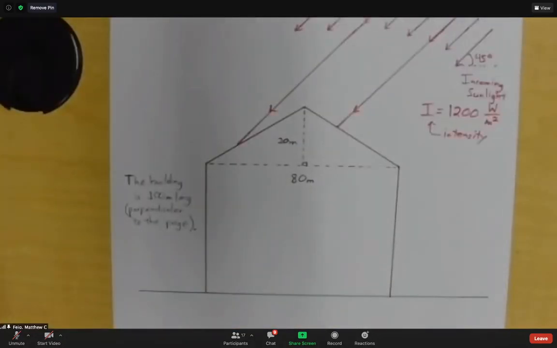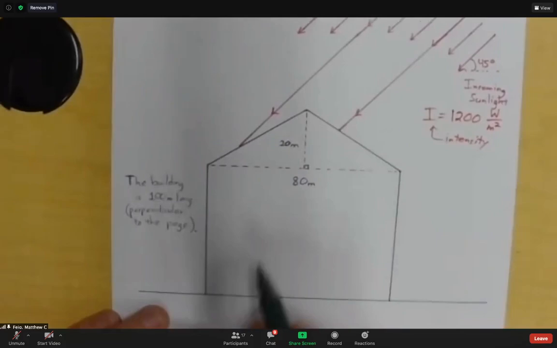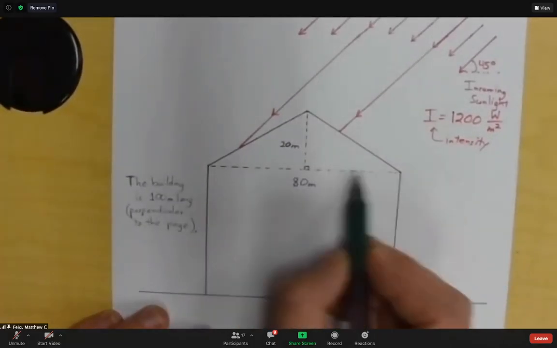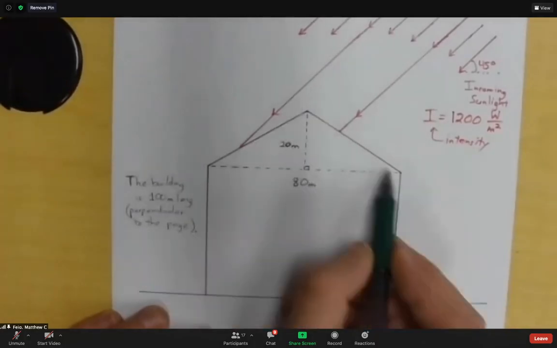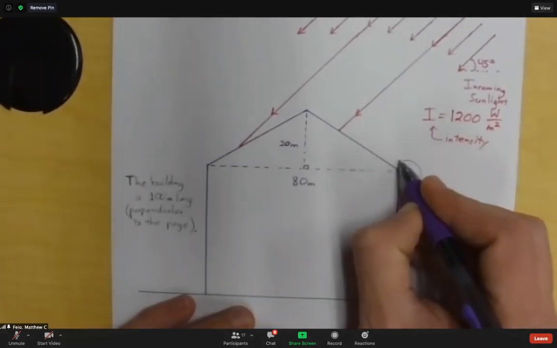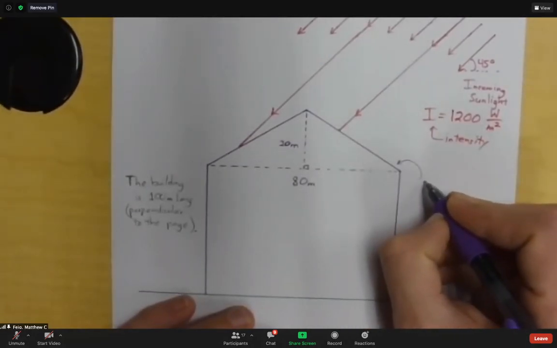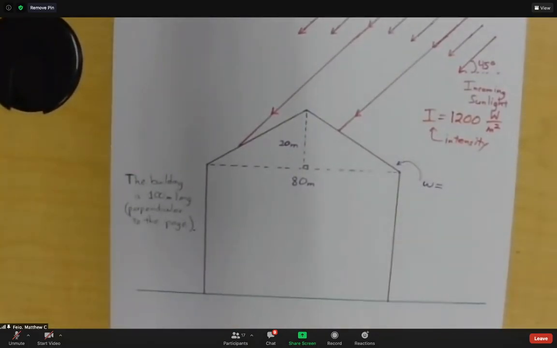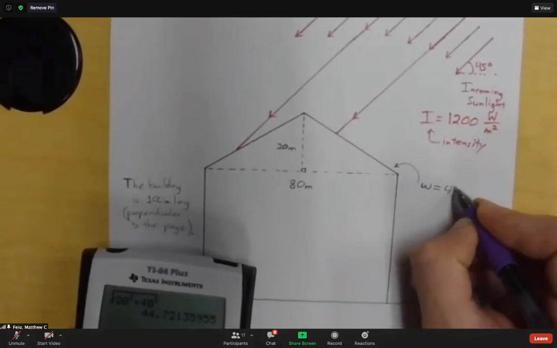So what is the area of each roof panel? You can do your Pythagorean theorem here. So half of 80 is 40. So 40 squared plus 20 squared, square root. So I'll say the width of each of these is the square root of 20 squared plus 40 squared. Probably should have picked nicer numbers. And that's about 44.7 meters.